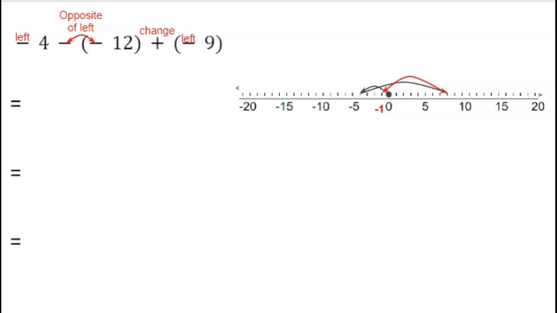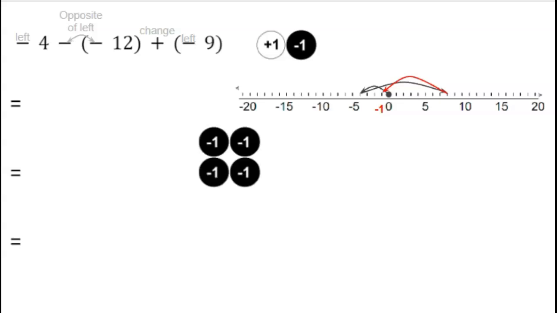Let's see what this looks like if we try this with integer chips. So we still have negative 4 minus negative 12 plus negative 9. If we use our integer chips, we have positive integer chips and negative integer chips. So first we start with 4 negative integers. So here we have 4 negatives, and we want to take away 12 negatives.